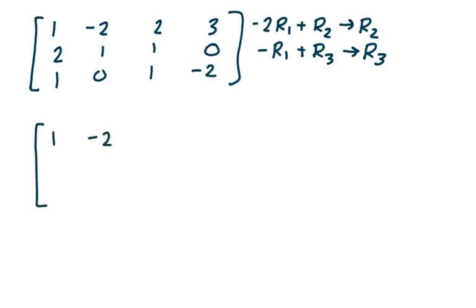So we get 1, -2, 2, 3, 0, 5, negative 3, I think, right? And then negative 6. And then we get 0, 2, and then negative 1. And then the last entry should be negative 5.